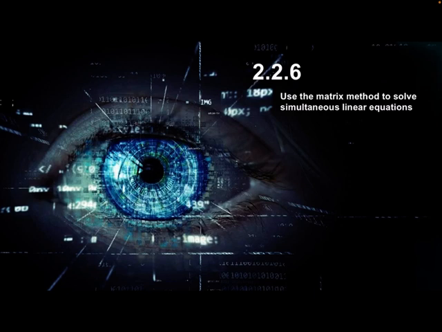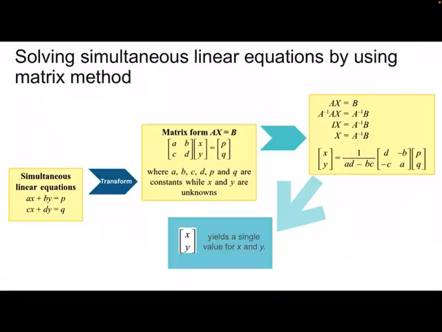Let's move to how to use the matrix method to solve simultaneous linear equations. Solving simultaneous linear equations by using matrix methods. First, we must have the simultaneous linear equations, and then we transform them into matrix form, AX equals B. Then we use the matrix method to get the values of X and Y, given that X and Y are the unknowns.